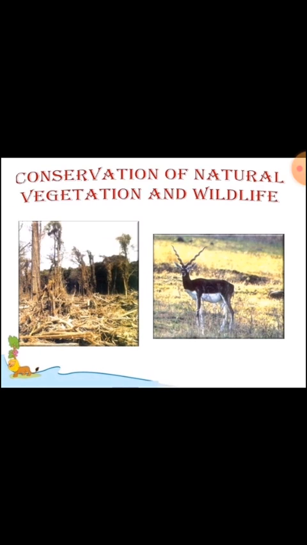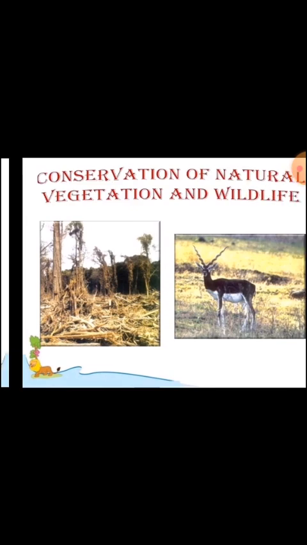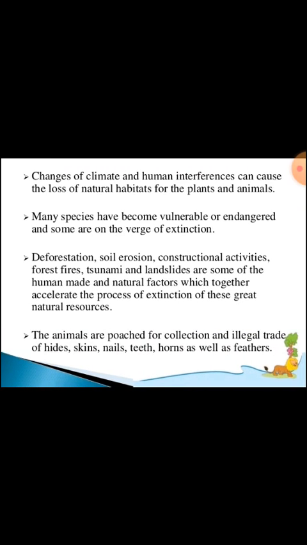Conservation of natural vegetation and wildlife. This is also a very important aspect of our life at present, because a large number of species of animals and plants are getting extinct each year due to changes of climate and human interference, loss of natural habitats of plants and animals. Many species have become vulnerable or endangered, and some are on the verge of extinction.